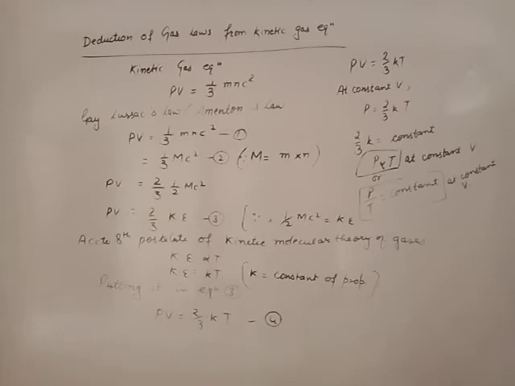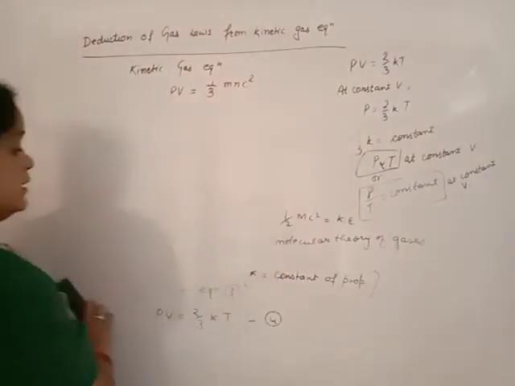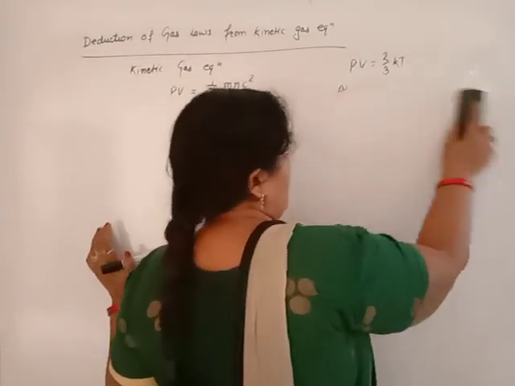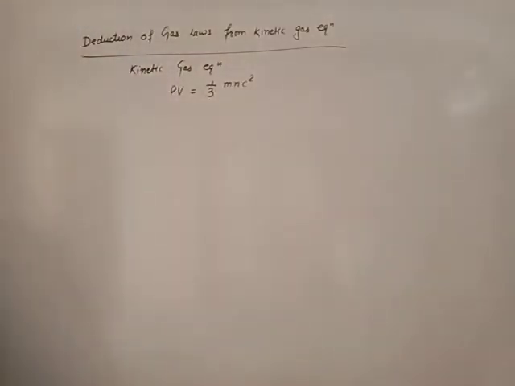These three laws are derived from the kinetic gas equation. Avogadro's law is not derived because it depends only upon the number of molecules of gas. The volume of the given mass of gas is directly proportional to the number of molecules of gas, so that does not need to be derived from here. And the last one is Dalton's law of partial pressure, which is also derived from the kinetic gas equation.